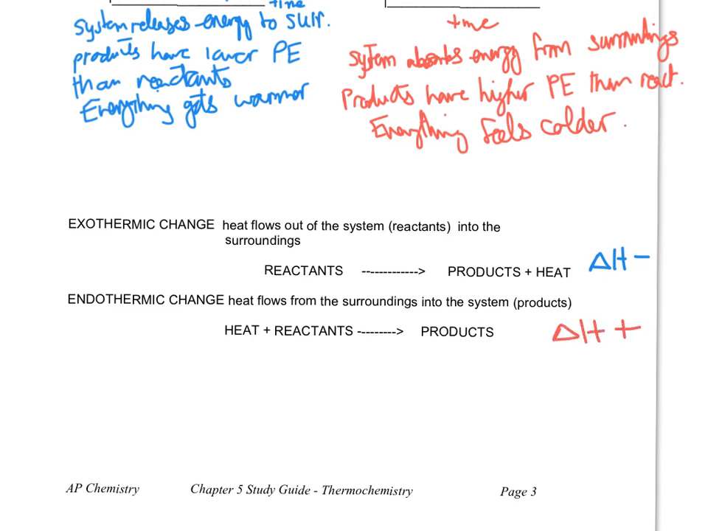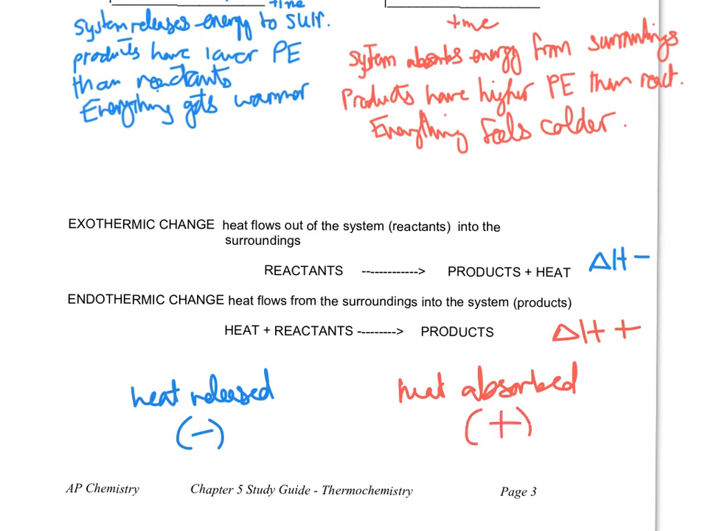So in general, when we think of heat released, we say it's negative. When we say heat is absorbed, we say it's positive. So there's not really a negative energy. There's no such thing as negative energy. It just means which direction it's going.